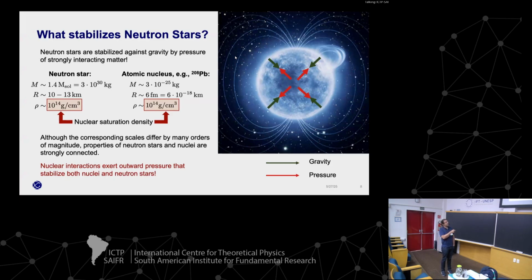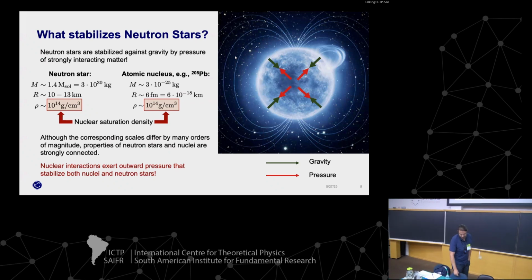I will talk about this more later on. But the densities in the neutron star are comparable to the densities in an atomic nucleus. And so the interactions that stabilize an atomic nucleus are also the interactions that stabilize a neutron star. And so it's nuclear interactions that we need to know about to understand what a neutron star does and why it does the things it does.